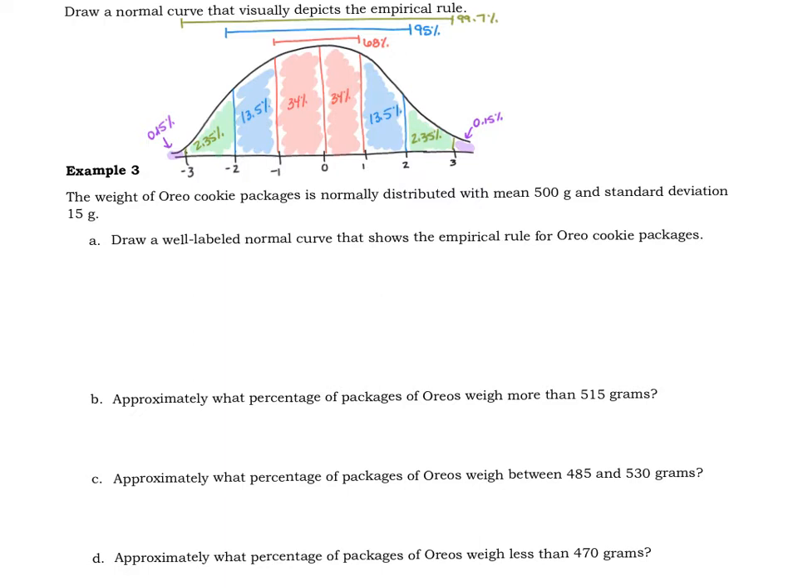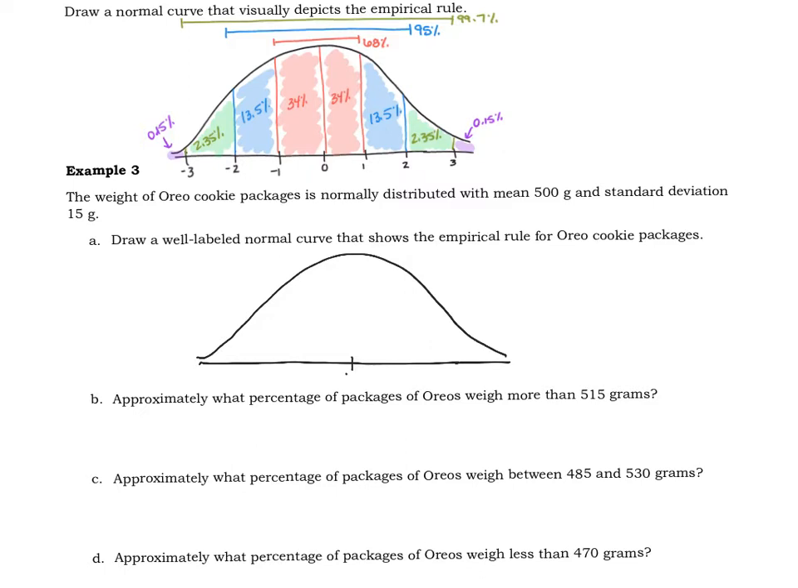And then once you're back here, we're going to, again, apply that empirical rule. So the weight of Oreo cookie packages is normally distributed with a mean of 500 grams and standard deviation of 15 grams. Draw a well-labeled normal curve that shows the empirical rule for Oreo cookie packages. So what that means is that we are going to draw the same curve that we did above, but instead of using those generic standard normal values there along the bottom, we're going to use the mean and standard deviation in this scenario.